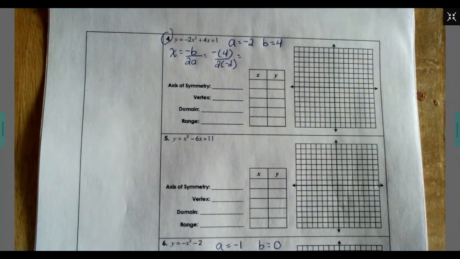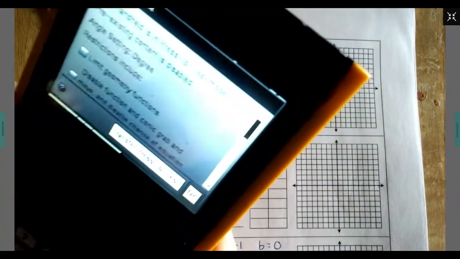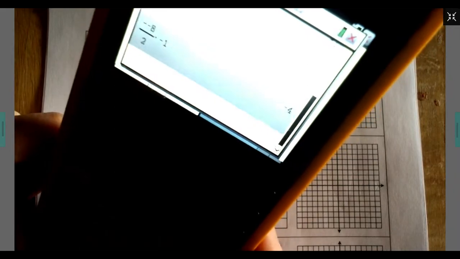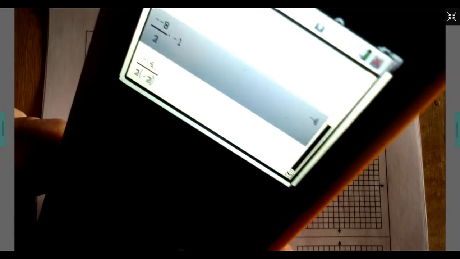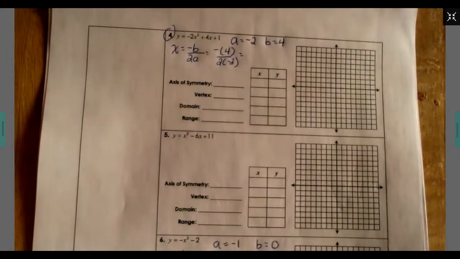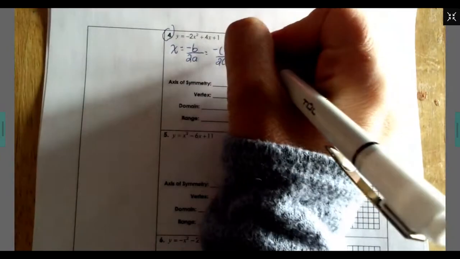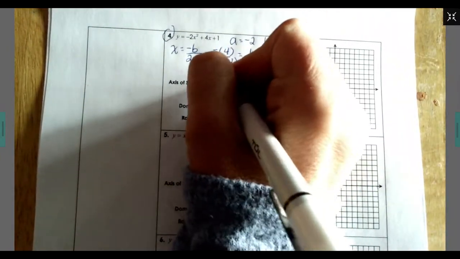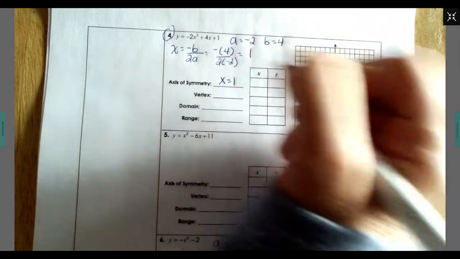So I recommend you type it into your calculator. Get yourself a calculator. Control divide. -4 over 2 times -2. Enter, and you get +1. So x is equal to +1. So our axis of symmetry is x equals 1.